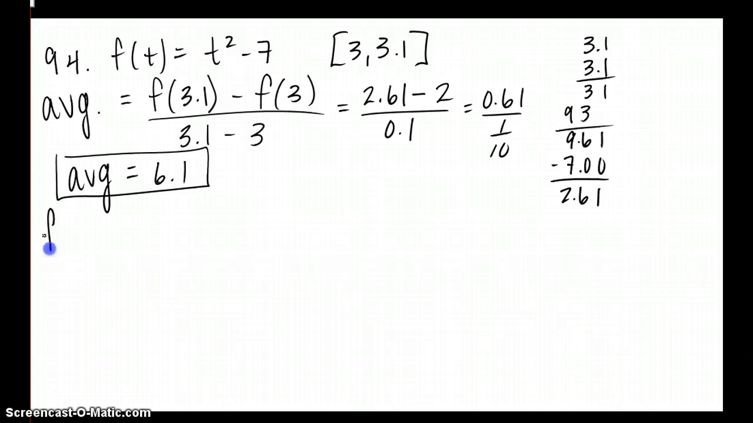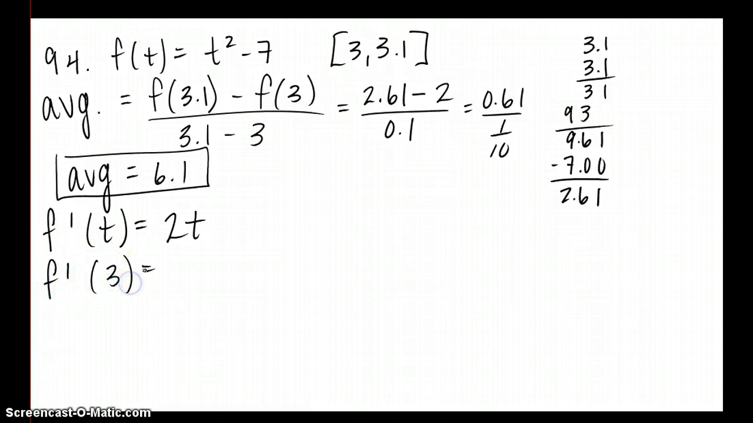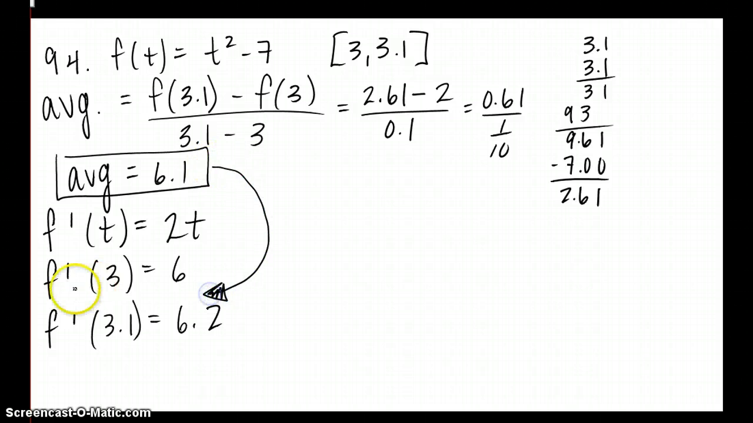Compare this with the instantaneous rate of change. That's the value of the derivative at each of the endpoints. f prime of 3 is 6. f prime of 3.1 is 6.2. So in this case, our average rate of change is right in between the instantaneous rates of change at the endpoints. So just to familiarize yourselves with this notation, average is the slope of the secant line connecting the endpoints. Instantaneous rate of change is the value of the derivative at a specific point.